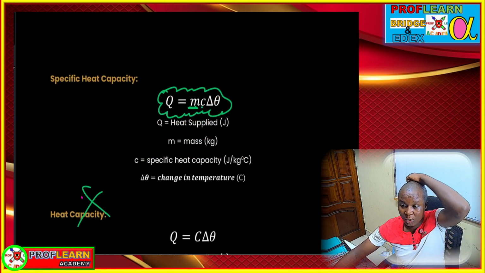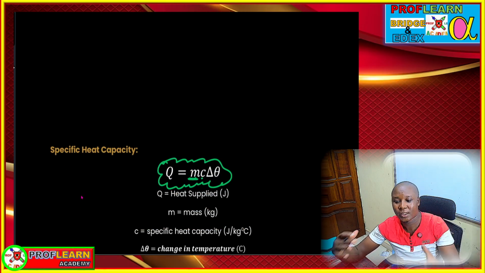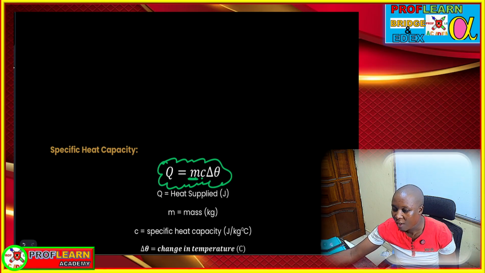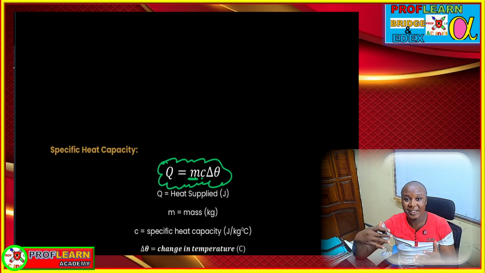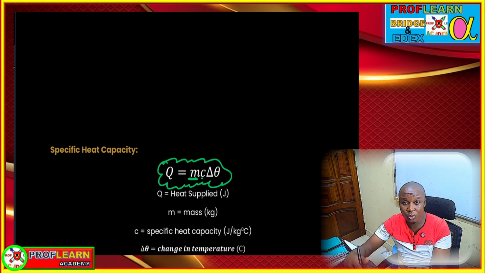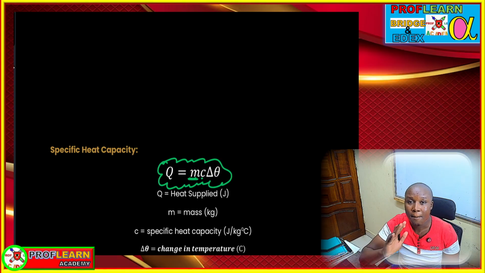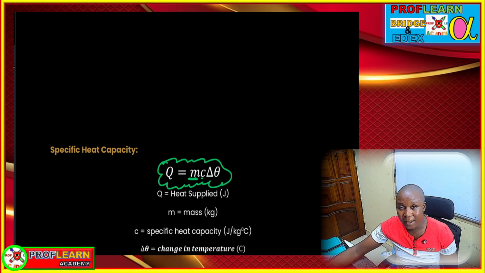And something I need to mention: if you are asked to define specific heat capacity, what do you need to say? Specific heat capacity is the amount of thermal energy required to change the temperature of 1 kg of a substance by 1 degree Celsius.